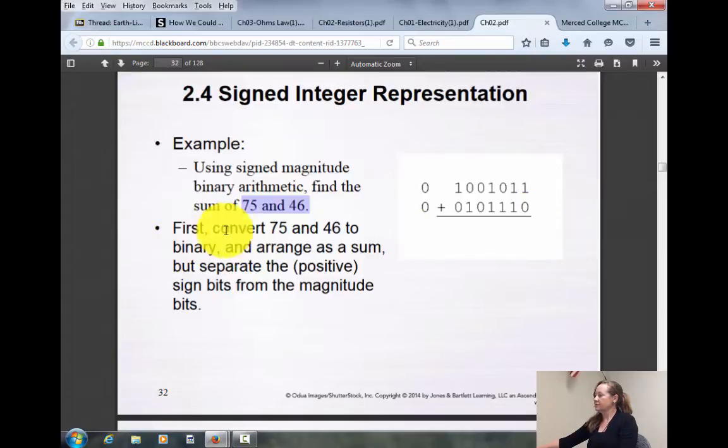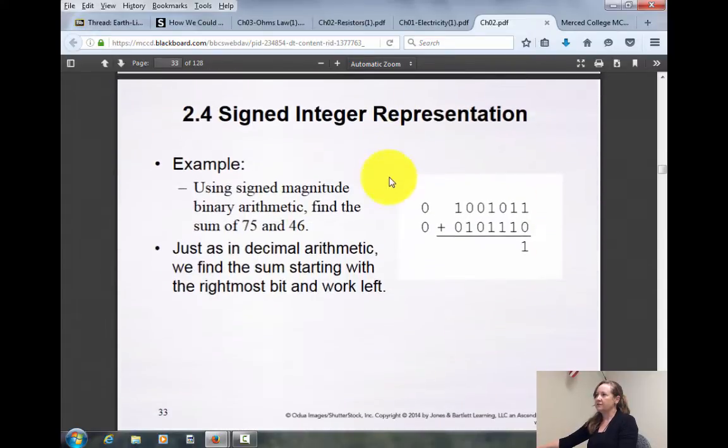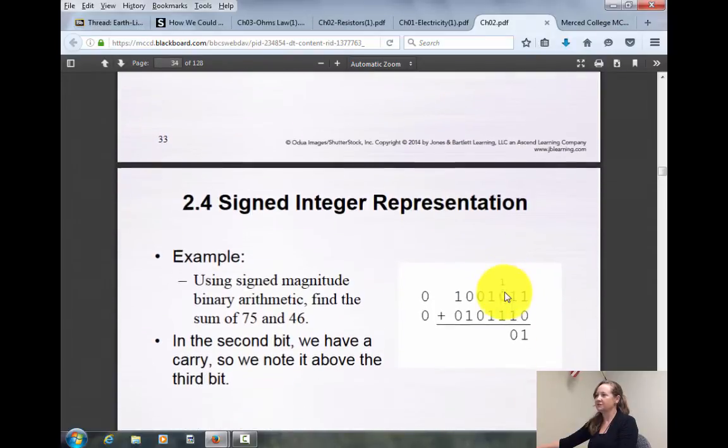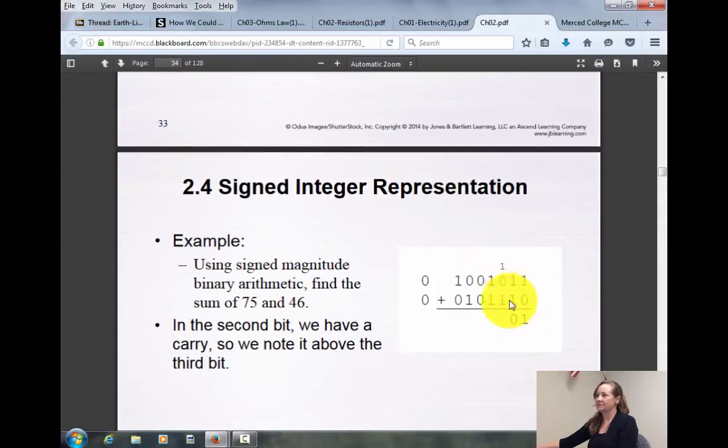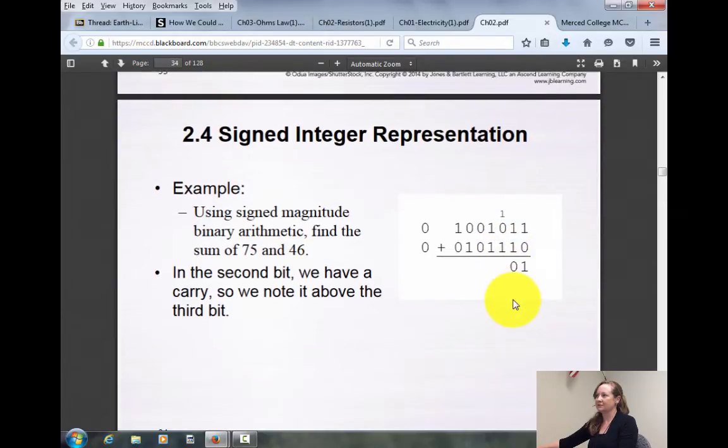So it says first convert the 75 and 46 to binary, which they did for us, and arrange as a sum. But they took these 8th bits, your signed bits, and they put them out here to the left. And then you just add, just like you normally add. So what's 1 plus 0? 1. What's 1 plus 1? 2. So you write down the 0 place and you carry the 1's place. So remember that with the 2. That's the only semi-hard part in binary arithmetic.